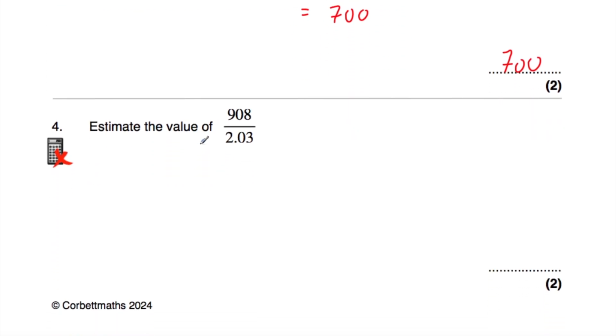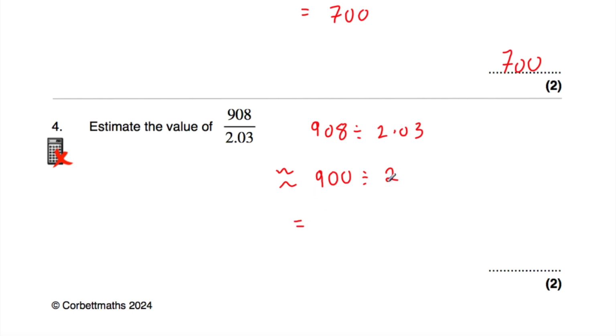Okay, let's look at our next question, question number 4. We've been asked to estimate the value of 908 over 2.03. So that's 908 divided by 2.03. So let's round these numbers to one significant figure. 908, well, that's closer to 900 than it is to 1,000, so we're going to use 900. So we're going to say it's approximately equal to 900 divided by, and then instead of 2.03, if we round that to one significant figure, that would be 2. It's closer to 2 than it is to 3, so divided by 2.